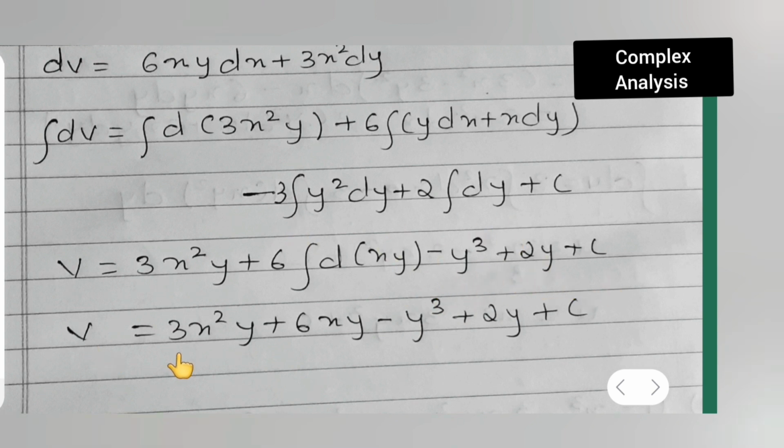Now v is equal to what? 3x square y plus 6xy minus y cube plus 2y plus c, okay? This is the final answer for the second problem.